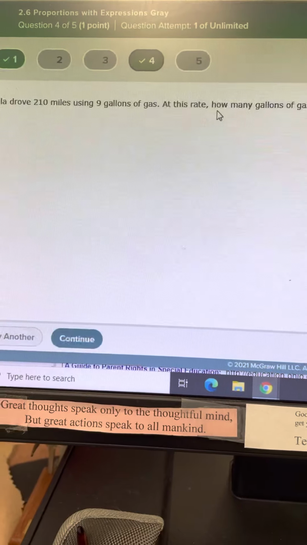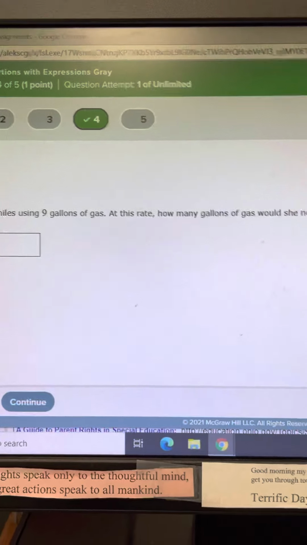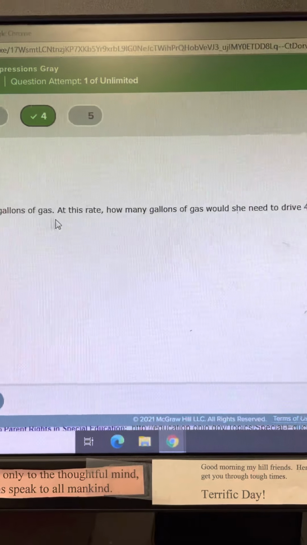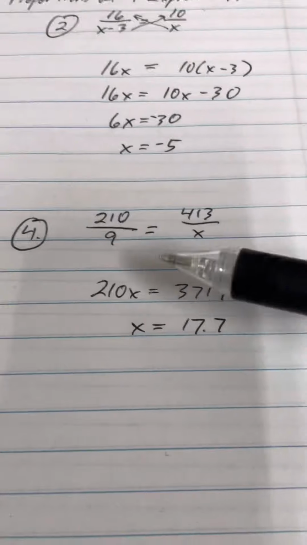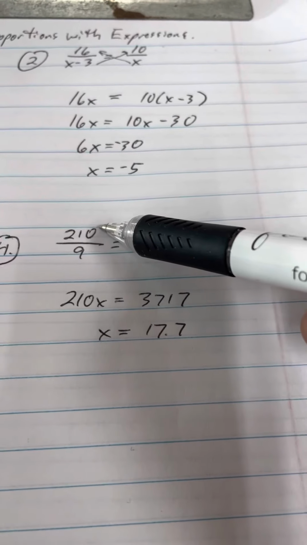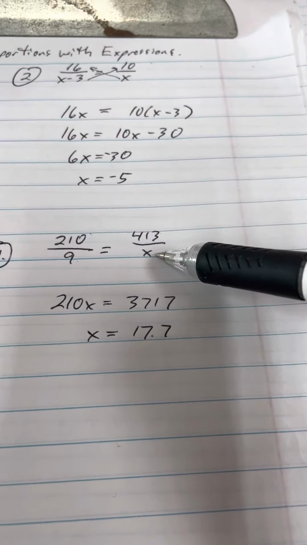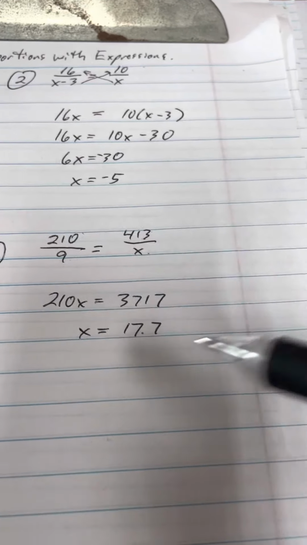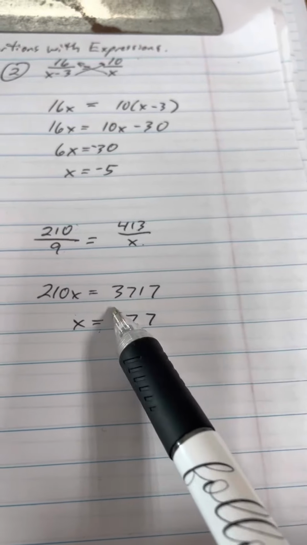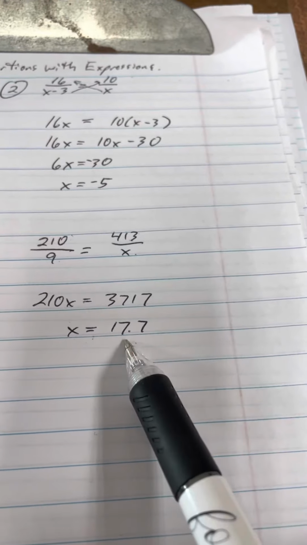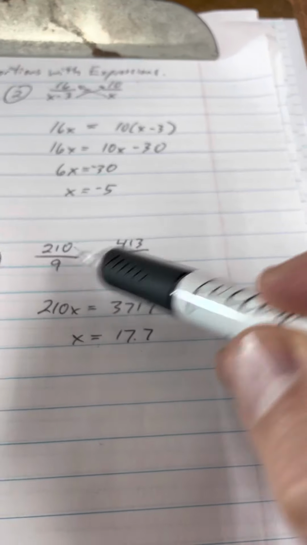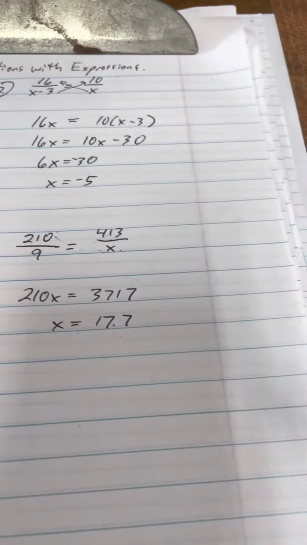Number 4. Okay, I did check this one, but let me show you how you do it. Leela drove 210 miles using 9 gallons of gas. At this rate, how many gallons of gas would she need to drive 413 miles? We have miles to gallons of gas, miles to gallons of gas. I cross multiply, and then I have 17.7 when I take this amount divided by the 210. So I just multiplied those. 9 times 413 is this amount right here.